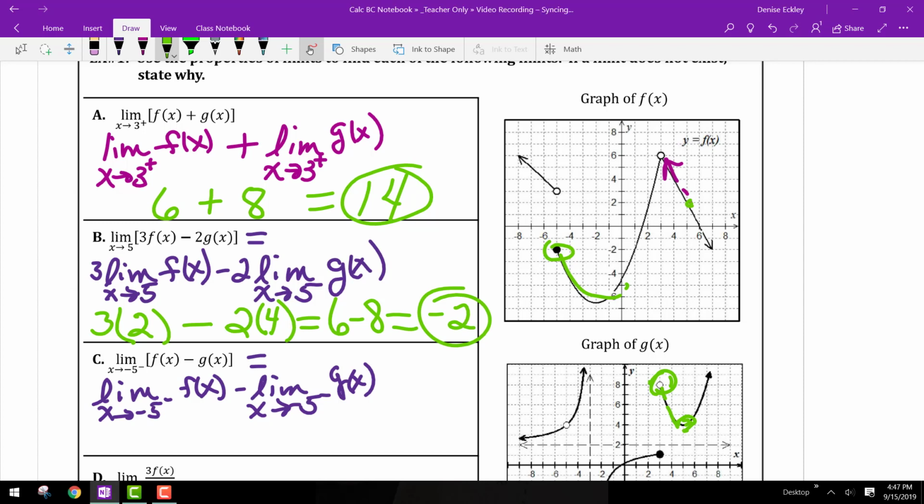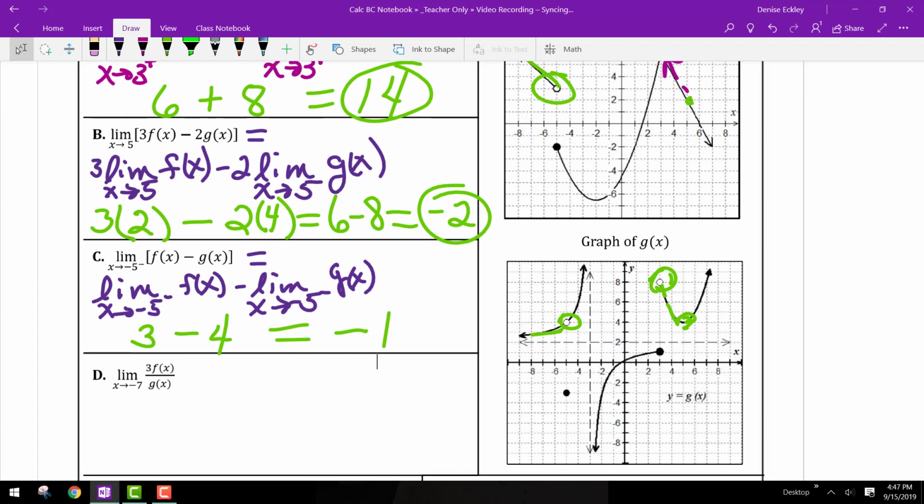From the left, not the right. Sorry about that. From the left is this way. So we get the value of 3 minus the value of g of x as x approaches negative 5 from the left. So we come this way, and we're approaching negative 5 from the left, and we're at that hole there, which is at 4. So we get 3 minus 4, which is negative 1.